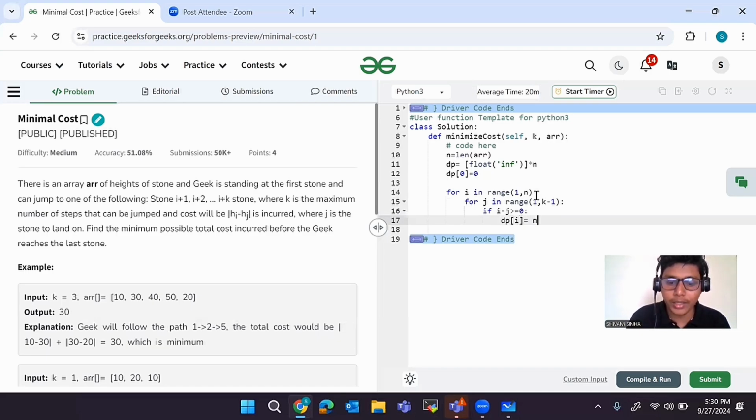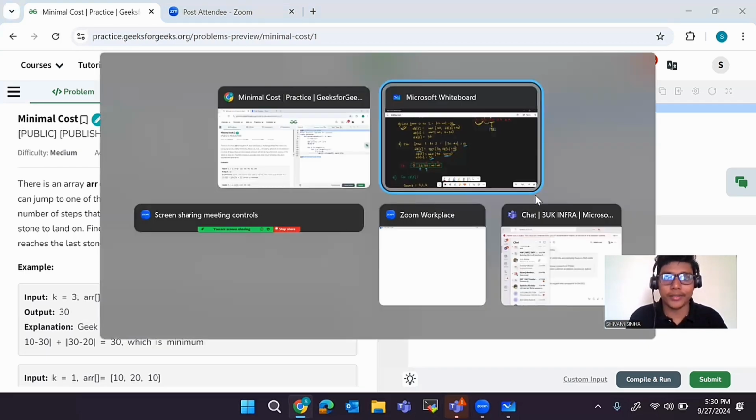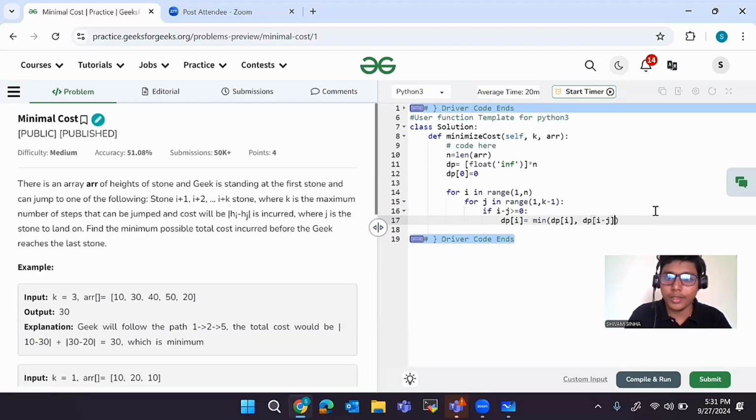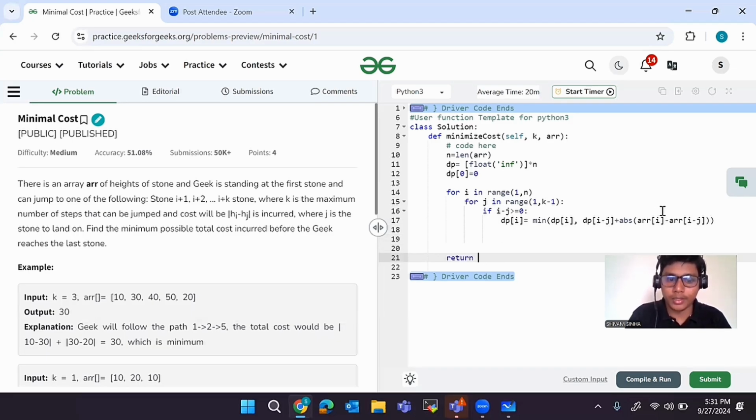How are we going to fill our dp array? Again, the same that we have discussed, min of dp of i and dp of i minus j. That is the previous index, right? Plus we are going to find out the absolute difference, right? That we decided here. See, this is the absolute difference, right? That we have already found here. So that we are going to put in our formula. This is the only additional thing I am going to do here, right? So min of dp of i and dp of i minus j plus abs of array of i minus array of i minus j. Okay. And this is how you are going to fill all the values of the array, right? So now let's return the minimum one, right? So let's return it and let's try to see if our code is getting compiled here.